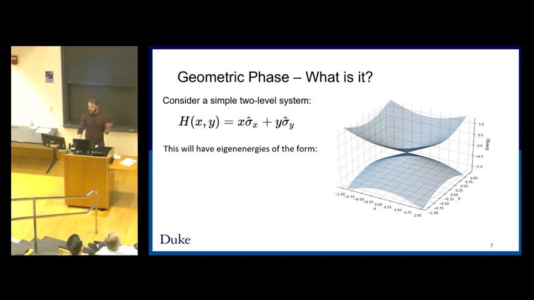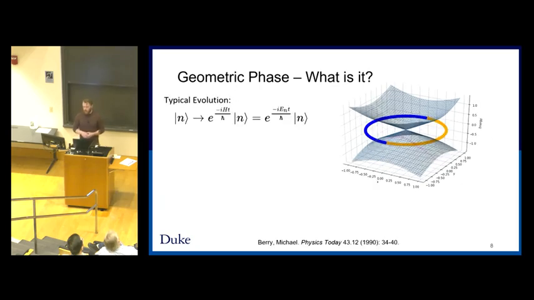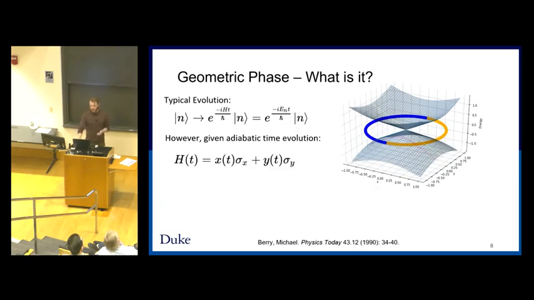This system will have eigenenergies that are pretty simple, really just plus or minus the radius going away from the origin, and you do get that conical intersection right at the center. The typical evolution of an eigenstate will look something like this, just with the basic time-dependent phase. However, if you give these classical parameters some time evolution, in particular make it adiabatic, which in this sense means small or slow with respect to how far away it is from the origin, then you get a time-dependent phase, which in this case will be an integral of the energy over time.